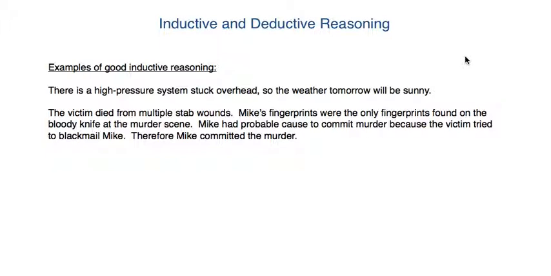Here are some examples of good inductive reasoning. For instance, there is a high pressure system stuck overhead, so the weather tomorrow will be sunny. Predicting the weather is by and large an inductive process. We look at lots of patterns, we know what those patterns will conclude for us for a particular location at a particular time, and then we begin to predict the weather. But as you know, weather prediction is not always accurate.